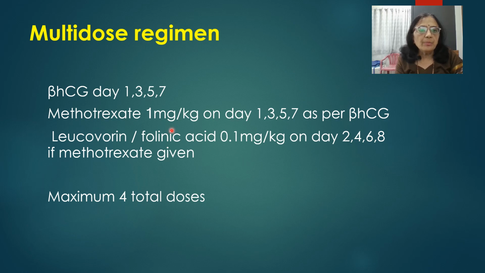Now in the multi-dose regimen, beta-HCG testing is done on day 1, 3, 5, 7. Whenever I mention beta-HCG here, remember it is serum beta-HCG level. Methotrexate 1 mg per kg is given on day 1, 3, 5, 7 as per the beta-HCG report. Leucovorin or folinic acid is given on day 2, 4, 6, 8 if we have given methotrexate on 1, 3, 5, 7 respectively. And a maximum of 4 doses can be given in this multi-dose regimen.